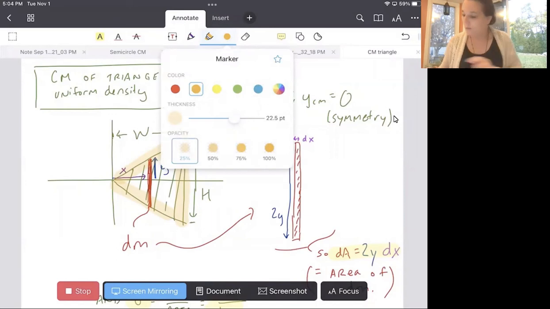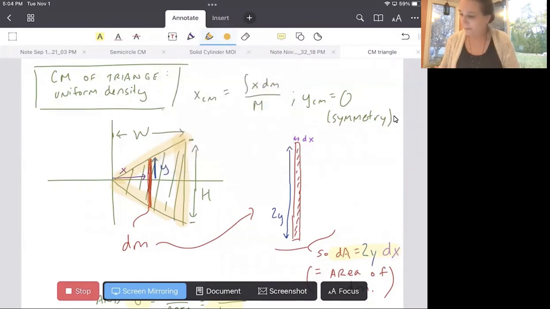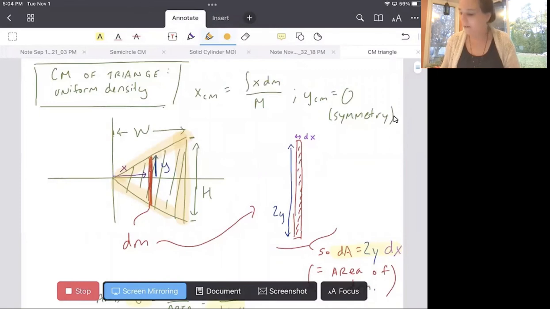And so that's what we have written over here, that the y center of mass is equal to 0. The x center of mass, though, we do need to find, and it would be somewhere along that x-axis. And so we can choose a dm that matches that symmetry, that we're just looking along that one axis. We need all parts of our dm to be the same distance x from the origin.